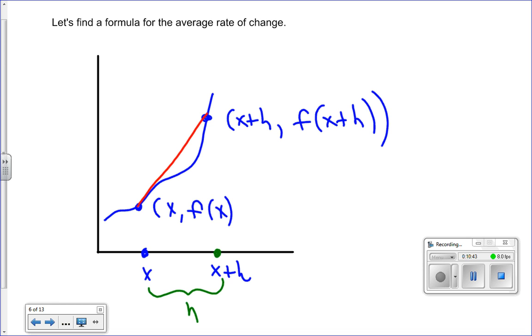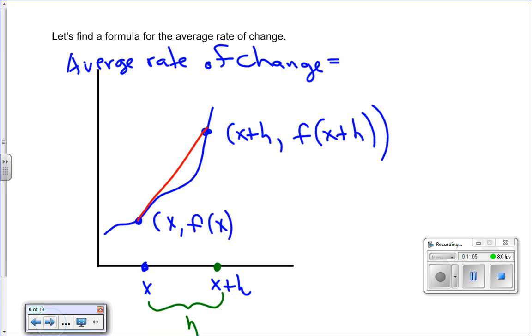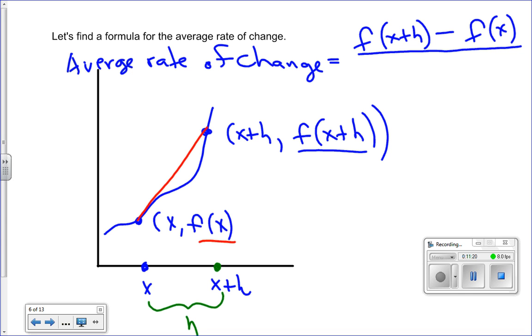So let's do that. The average rate of change, using our prior examples, should make it easy. We're going to find, let's see, what did we do here? We took the 16 minus the 1 to get the 15. That's the change of the vertical length. So in this case, we'll be taking f of x plus h minus your other y coordinate, which is f of x, and we'll divide that by the difference of your x coordinates.